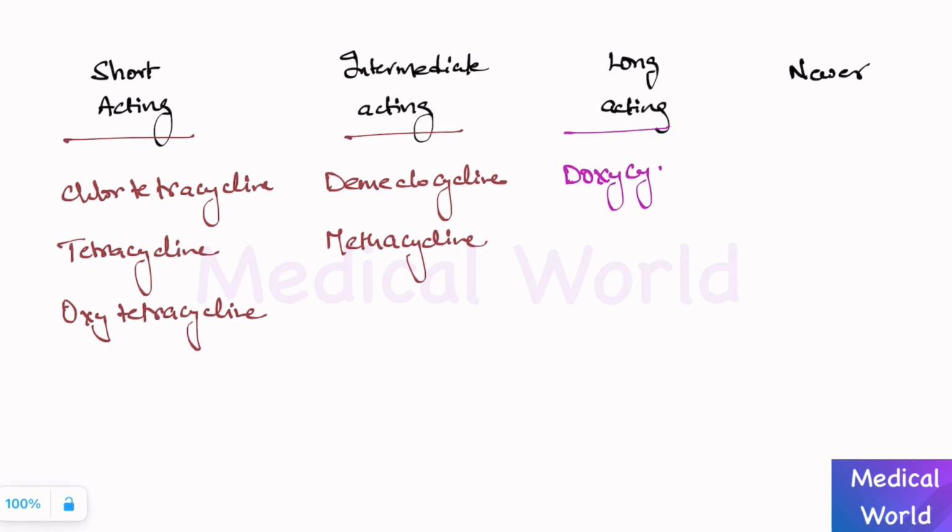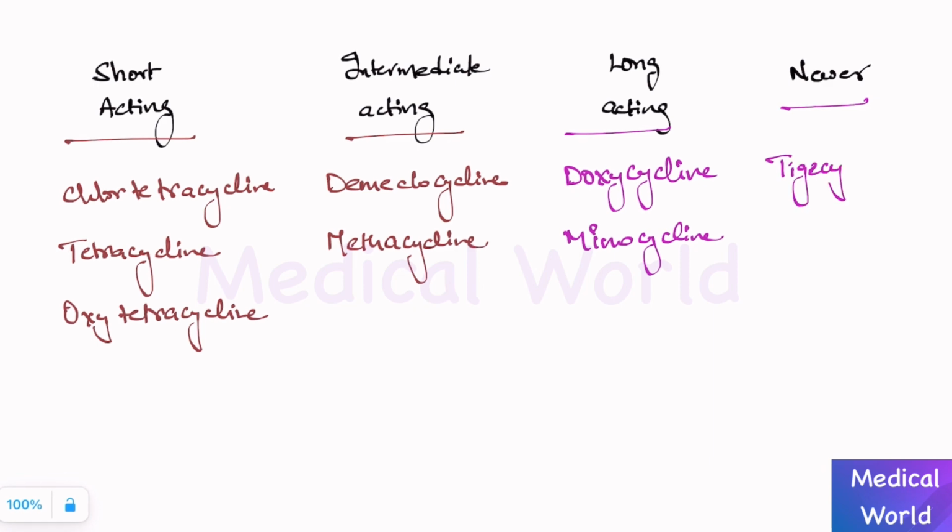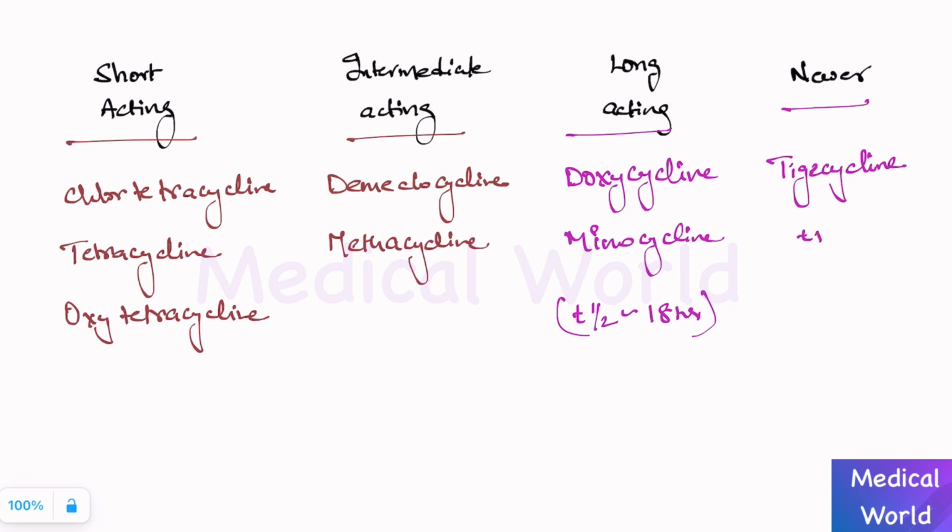Nowadays, we are using long-acting drugs like doxycycline and minocycline. Their half-life is around 18 hours. And the newer agent is tigecycline. Its half-life is around 36 hours.